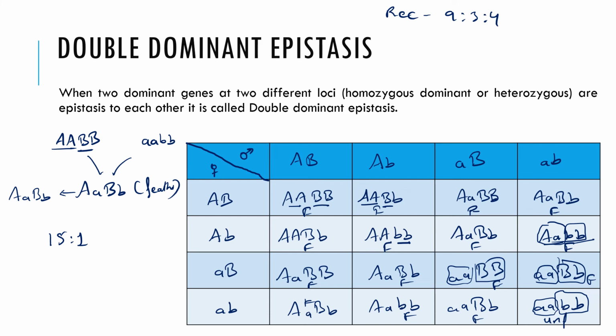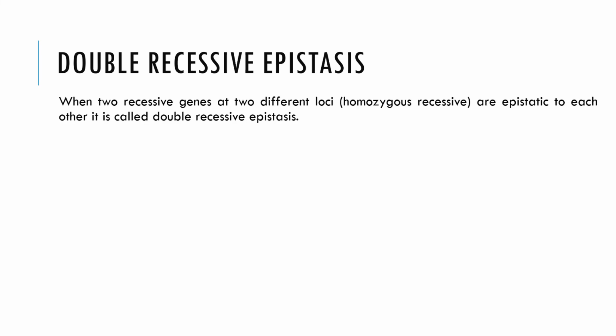Let's see another type of epistasis, that is double recessive epistasis, exactly opposite to double dominant epistasis, when two recessive genes at two different loci, only in homozygous condition. See, recessive to homozygous condition is a mandatory thing, and if those homozygous recessive alleles or genes are epistatic to each other, it is called as double recessive epistasis.